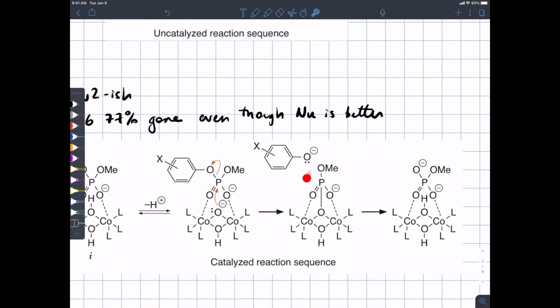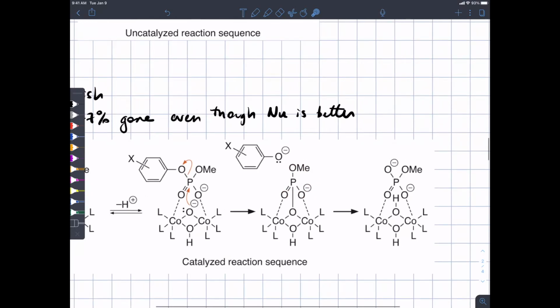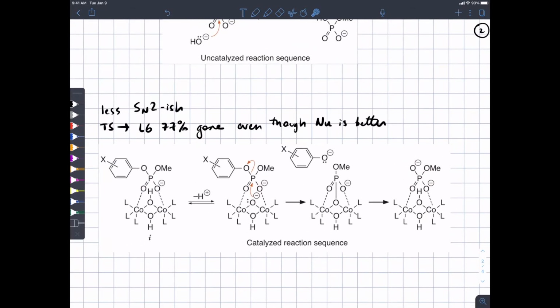That gives you this catalyst-bound phosphate group. And then in a second step, hydroxide has to come in and attack the phosphorus, and then that oxygen gets reprotonated, and then this group would not bind anymore. Okay, and presumably these subsequent steps are fast.